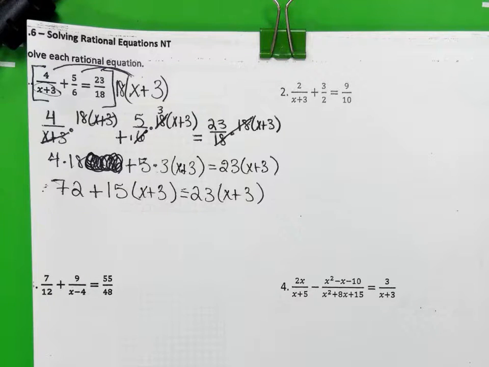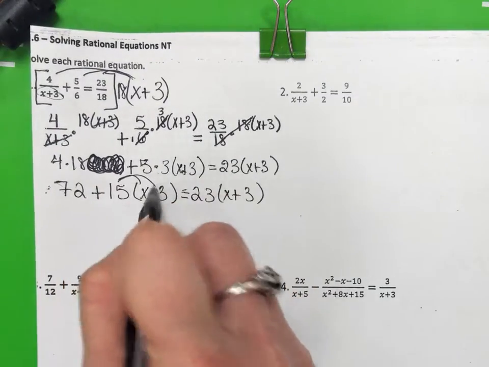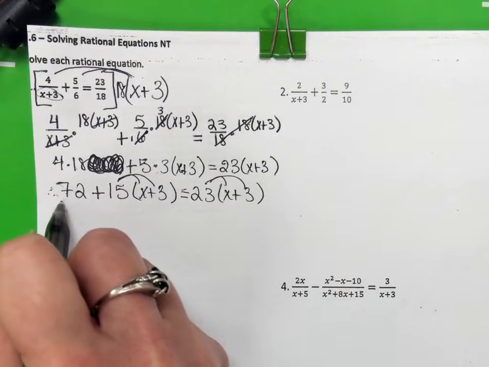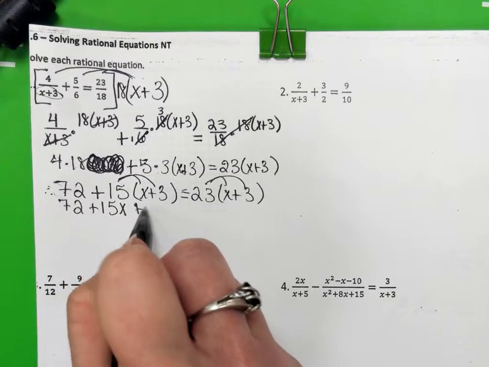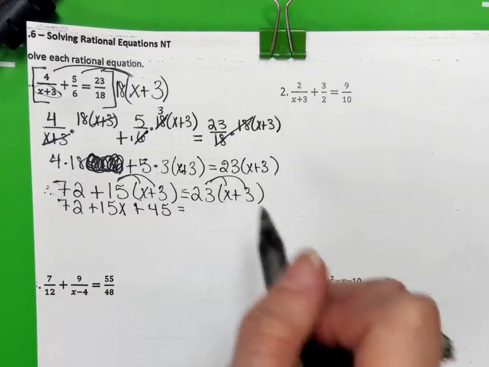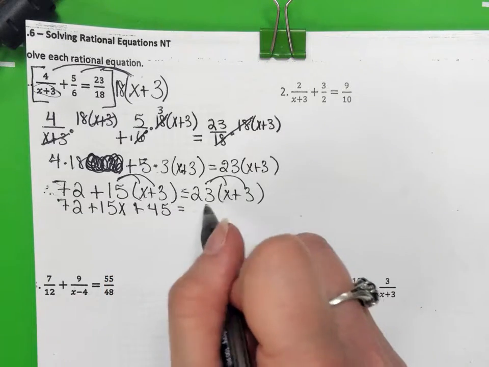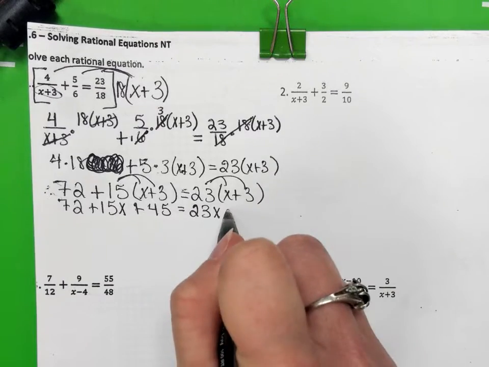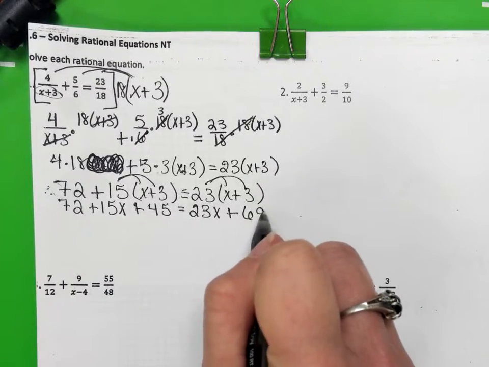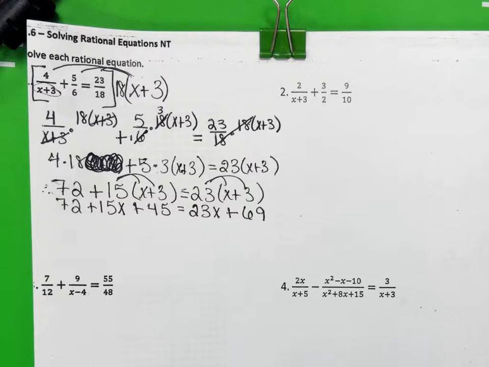What do you see we can do? Distribute. You got 15 and you got 23. So 15x. Yep, so you got 72. Bring that down first. And then 15x plus 45 equals. All right, distribute the 23. 23x plus 69. Very good.